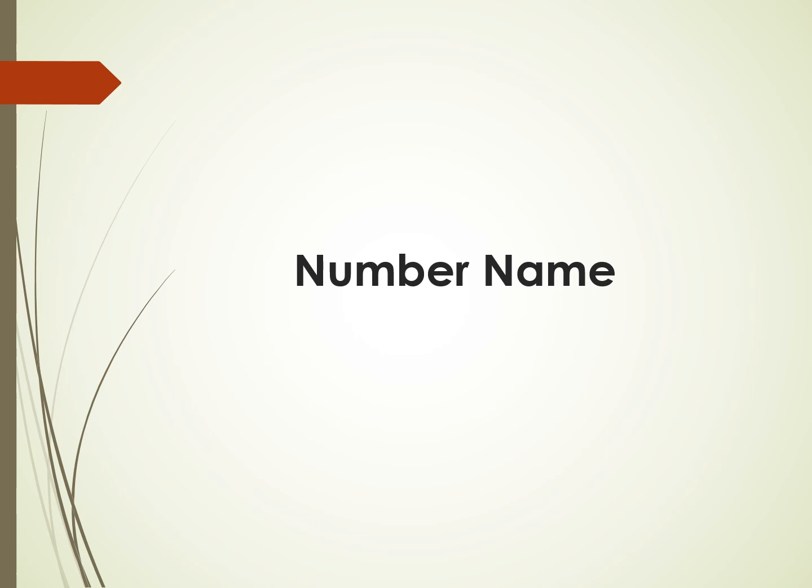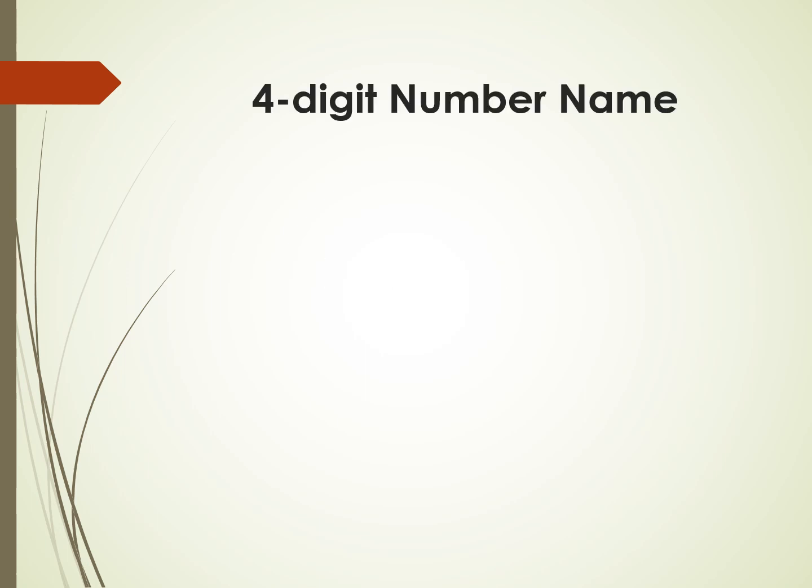Let's move on to learn how to name these numbers. Let's try a 4-digit number. A 4-digit number has 4 columns: ones, tens, hundreds, and thousands. In the same manner, tens and ones will be named collectively. Hundreds column and thousands column will be named separately.